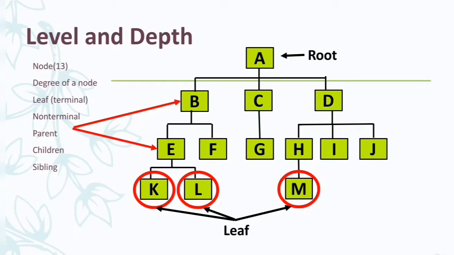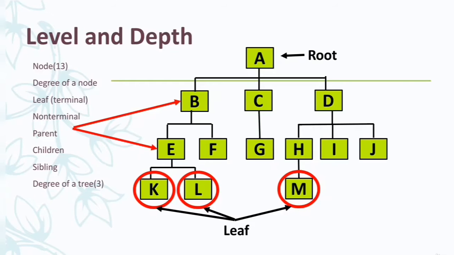So the next point is sibling. The nodes which belong to the same parent are called siblings. In this case, if we consider A, B, C and D, B belongs to the parent A. Again, C belongs to the parent A and D also belongs to the parent A. So B, C and D are siblings. Again, E and F both belong to the same parent, that is B, and hence E and F are also siblings in this case.